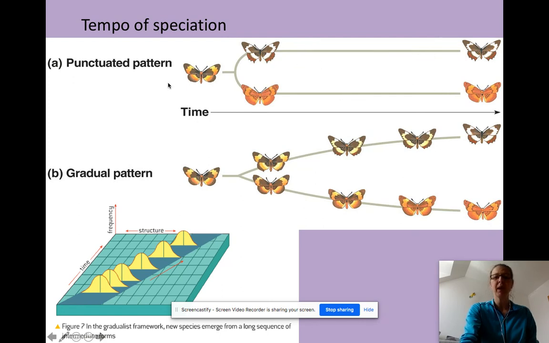So punctuated patterns show long periods of stasis, then a rapid evolution due to some environmental event, and then you might see more stasis again. So it's like this long gradualism with these punctuated patterns in between.